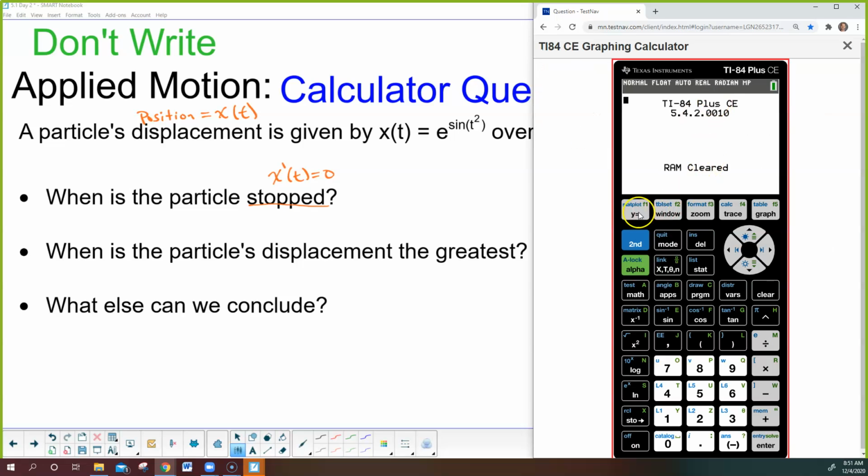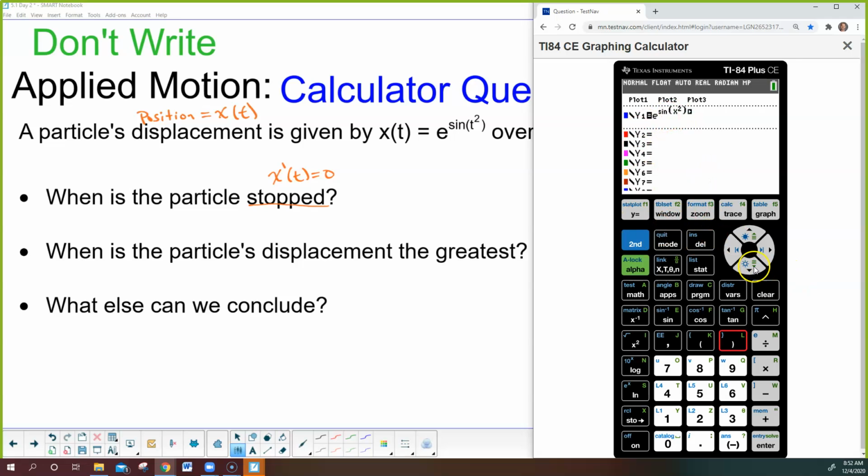Perfect. Okay, so everybody grab your calculator, go to y equals, and we're going to type this function in. E to the, second ln, and then we've got sine of x squared. Instead of t, we're going to use x, just because that's our computer.